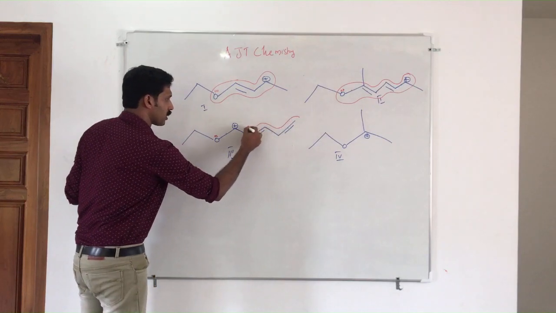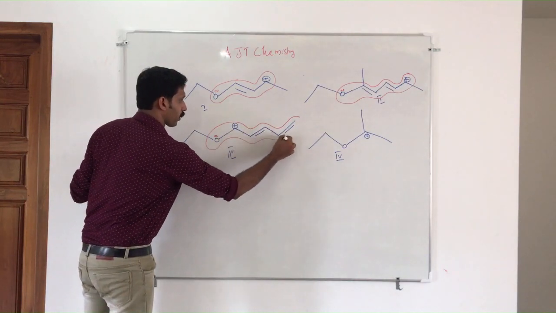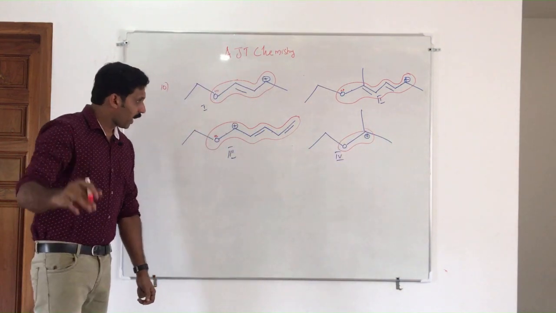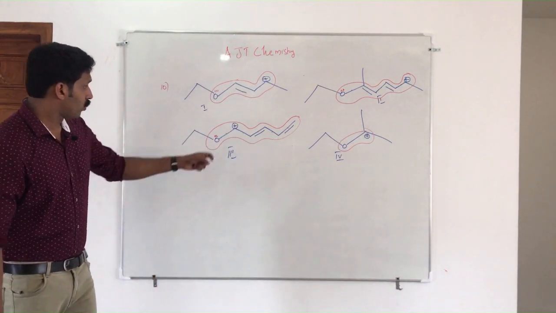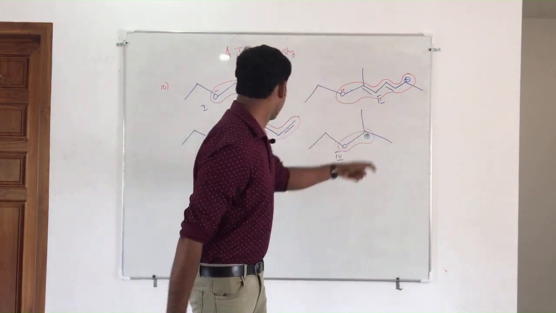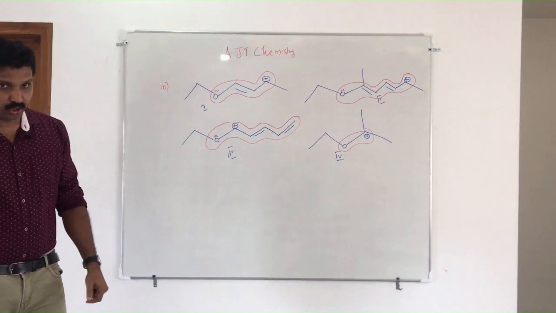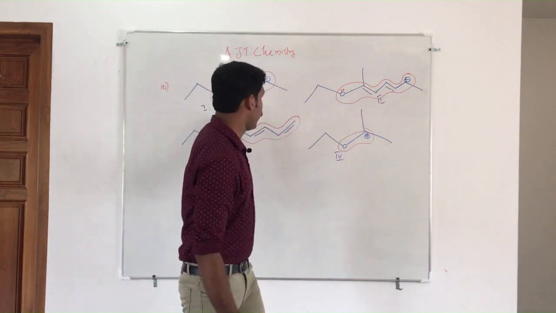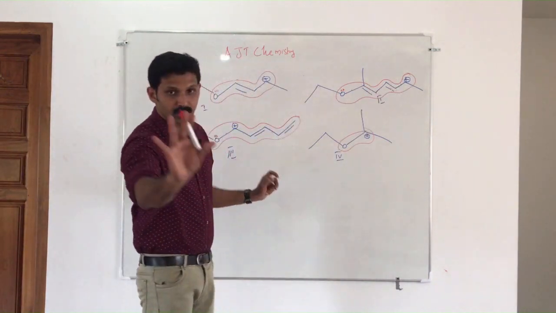This is our system. Now here, this is our system. Now come to the answer. This one and this one have an equal number of conjugation: 2 double bonds, 2 double bonds, lone pair plus 2, equal number of conjugation.